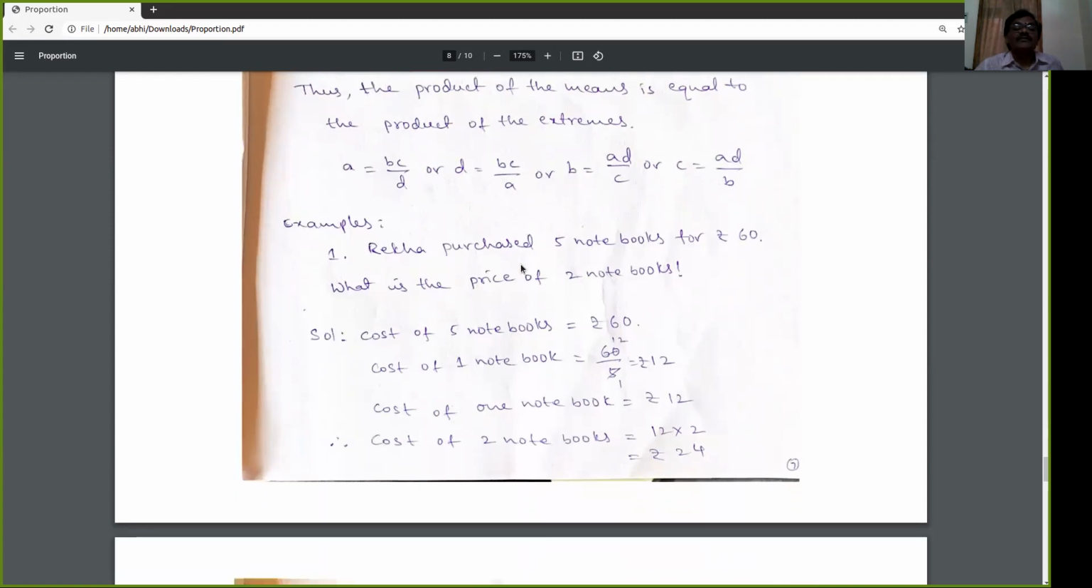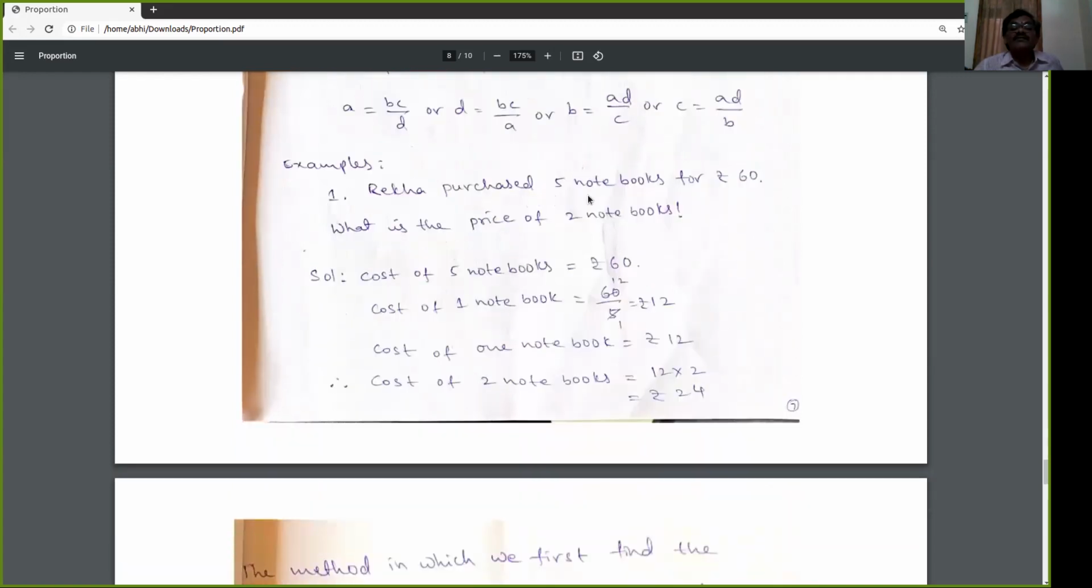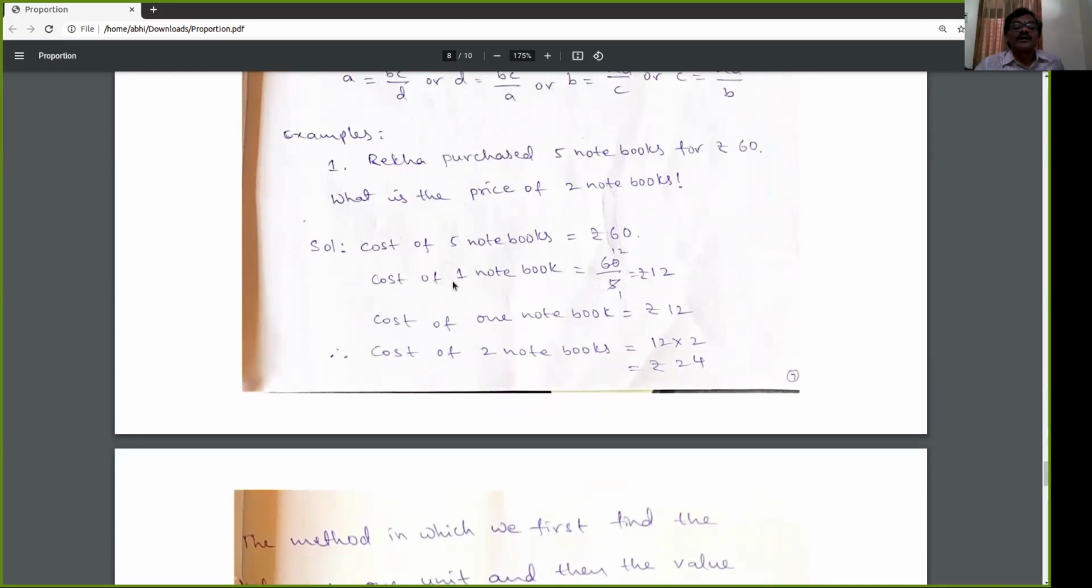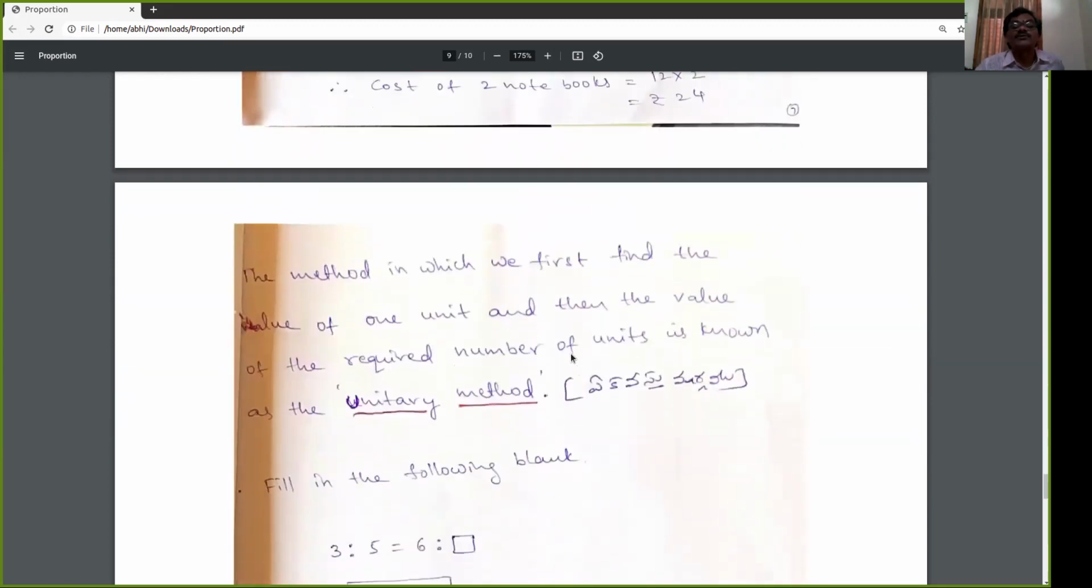For example, Rekha purchased 5 notebooks for ₹60. Then what is the price of 2 notebooks? Cost of 5 notebooks is 60. Cost of one notebook is 60 by 5, rupees 12. So the cost of one notebook is rupees 12 and the cost of two notebooks is 2 into 12, 24. This method is called the unitary method.